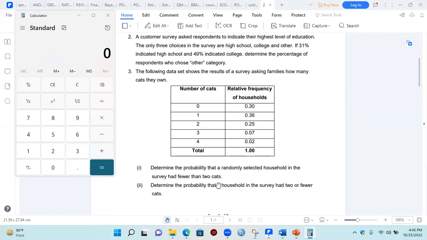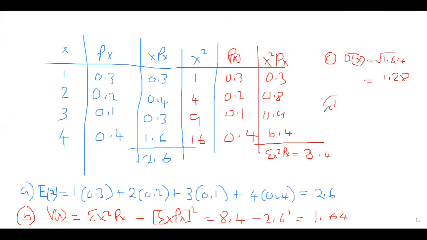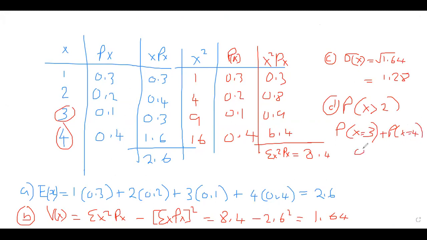But before I go to question 3, sometimes you'll be asked to find the probability that x is greater than 2. Which numbers are greater than 2 here? We have 3 and 4. So looking at the probability of 3 plus the probability of 4. What is the probability of 3? 0.1. And what is the probability of 4? 0.4. So when we add these two, we get 0.5. So this carries about 10 marks.